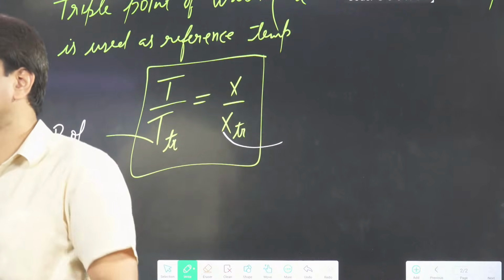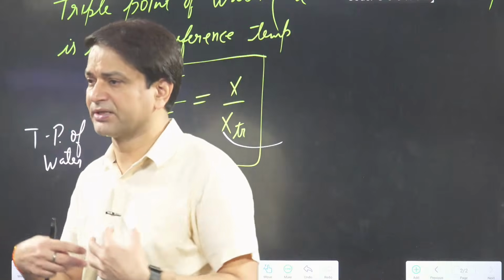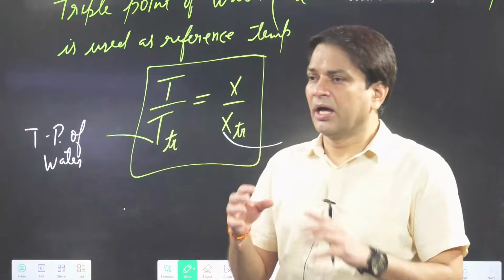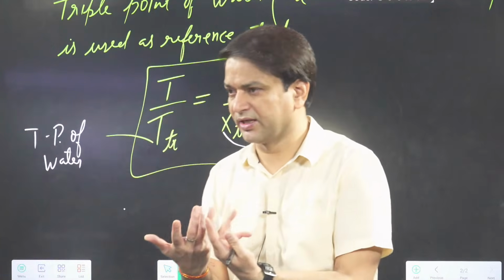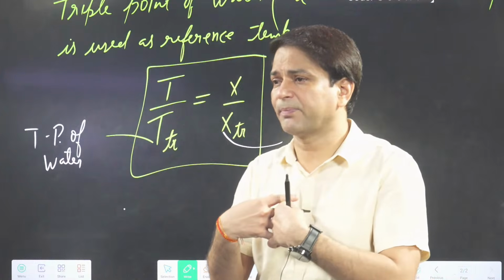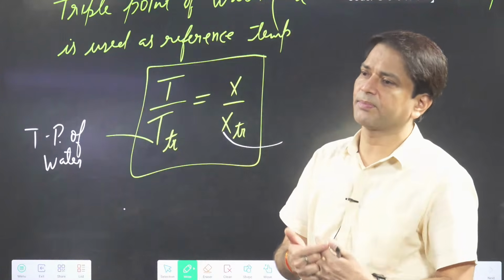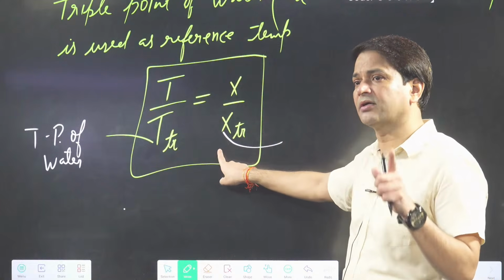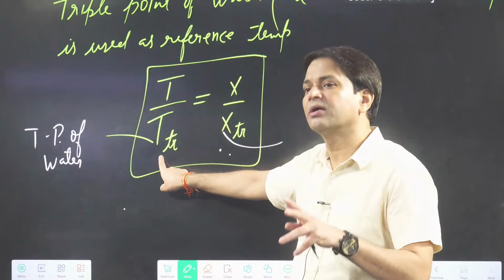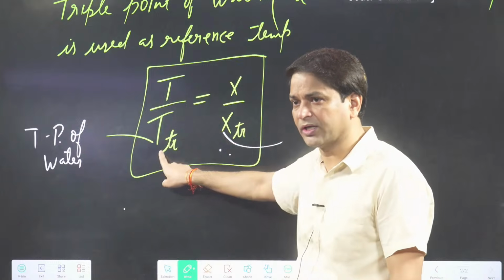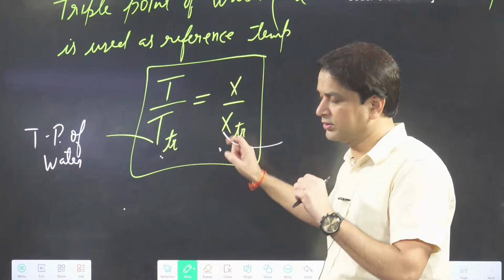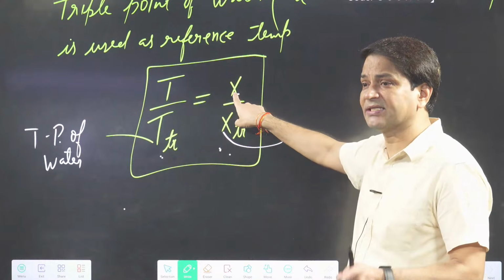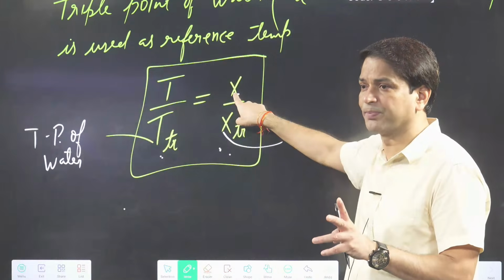Suppose I want to measure the room temperature. I have taken the triple point thermometer. Now in the room, what is the gas here? Air basically. Suppose I know the air pressure at triple point of water. So I will put the PTR, which means air pressure at triple point of water. Here I will put triple point of water, and here pressure of air at triple point. I want to find the room temperature, so X I will put as the room pressure. So I will say what?